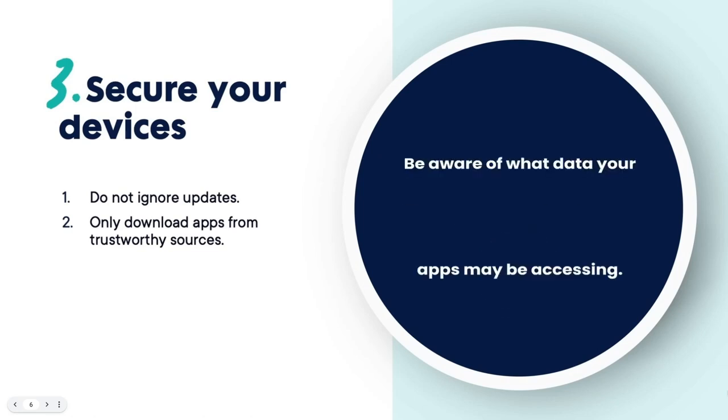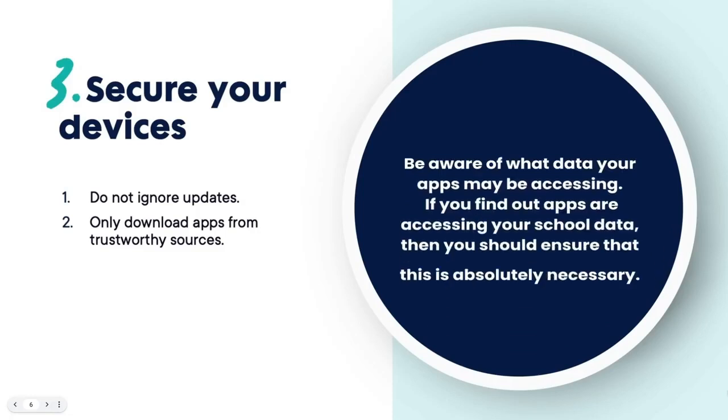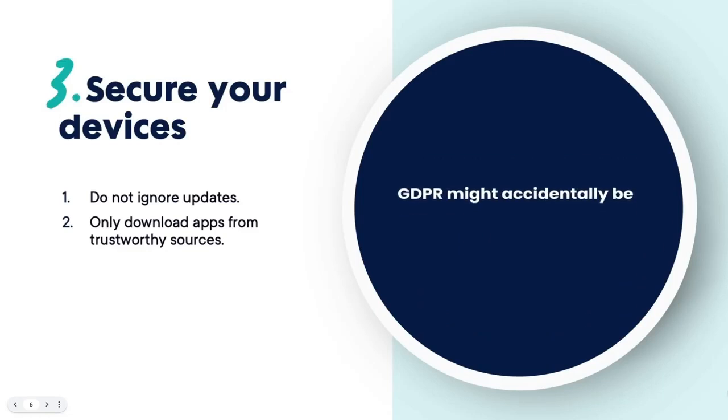You should also be aware of what data your apps may be accessing. If you find out apps are accessing your school data, then you should ensure that this is absolutely necessary and within your school's data protection policy by carefully reading the permissions information when installing the application. GDPR may accidentally be breached if you do not check.